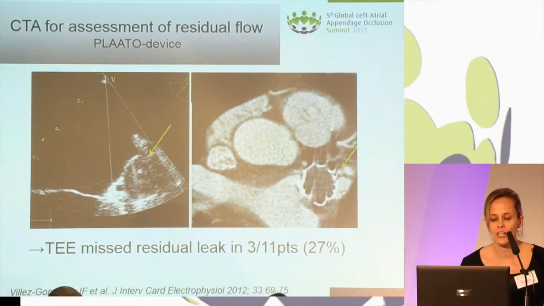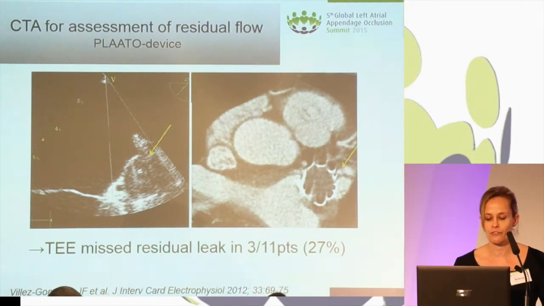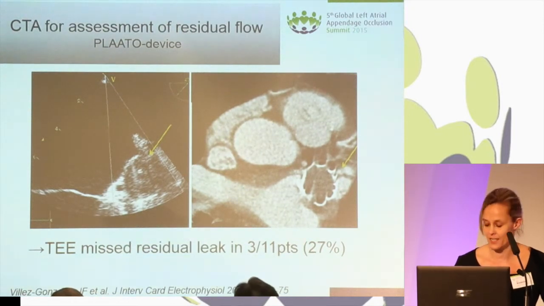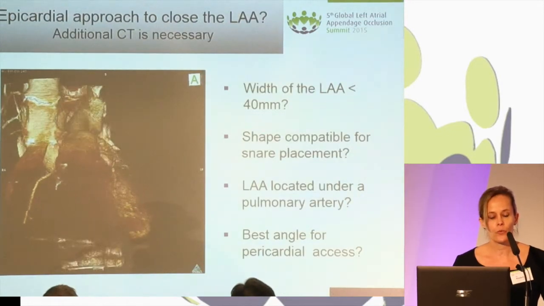CT angiography can also be used to assess for residual flow, as we can see in this view over here. This was a patient where a leak was missed in TEE, but on this side you can see the contrast enhancement in the distal part of the left atrial appendage, thus indicating that there has to be a leak.